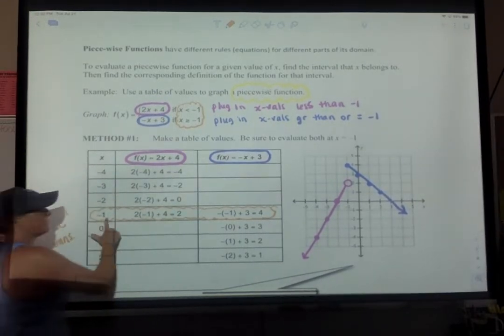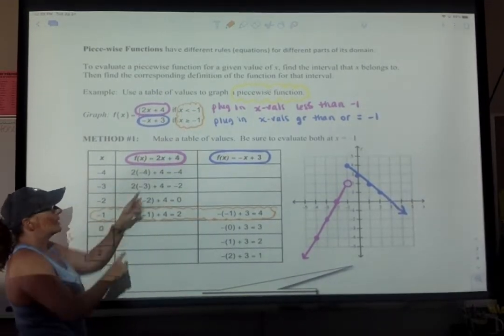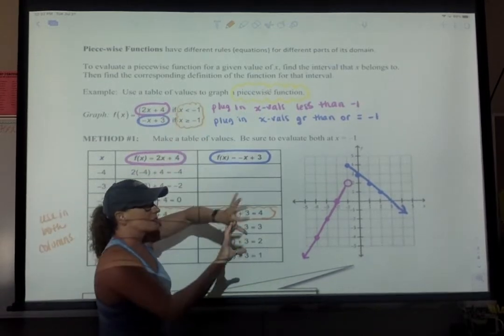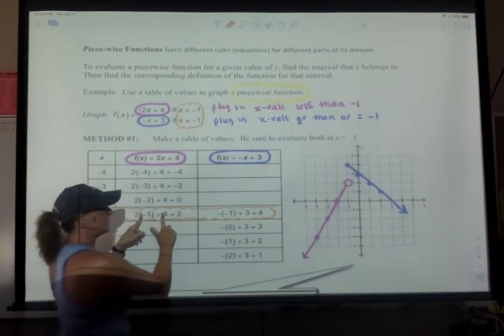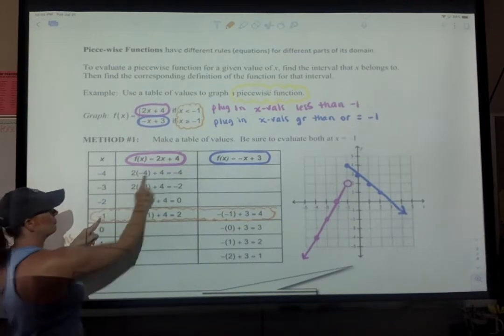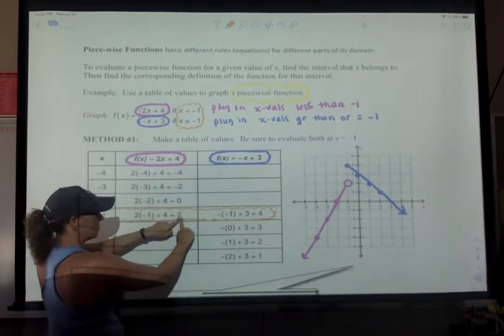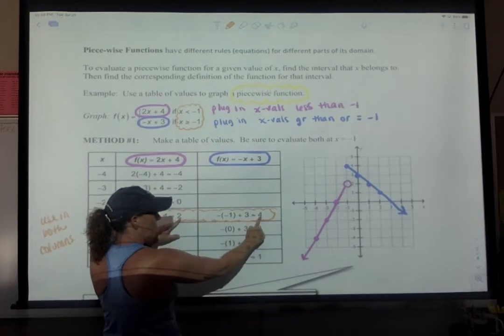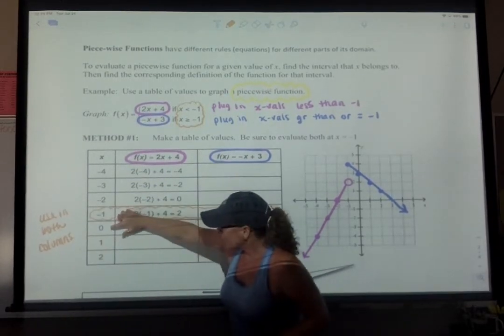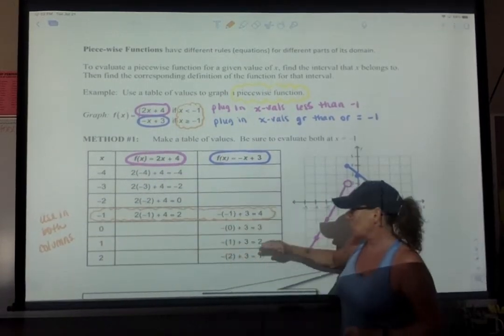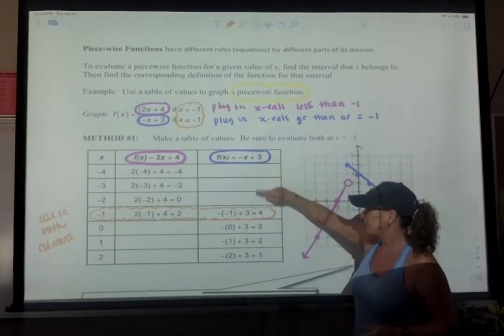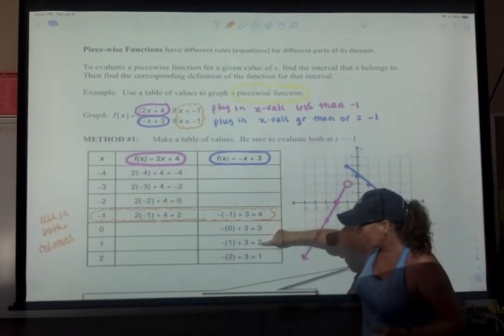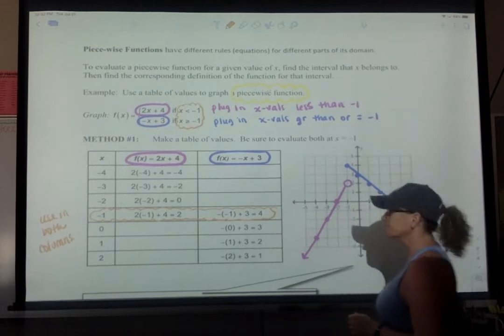Now, the negative 1, since this is where your pieces switch, I want you to go ahead and plug negative 1 into both columns. So I've plugged negative 1 into the pink piece, got a y value. Plug negative 1 into the blue piece, I got a y value. And then every x value bigger than negative 1, of course I'm going to plug into the blue piece. Y value, y value, y value.